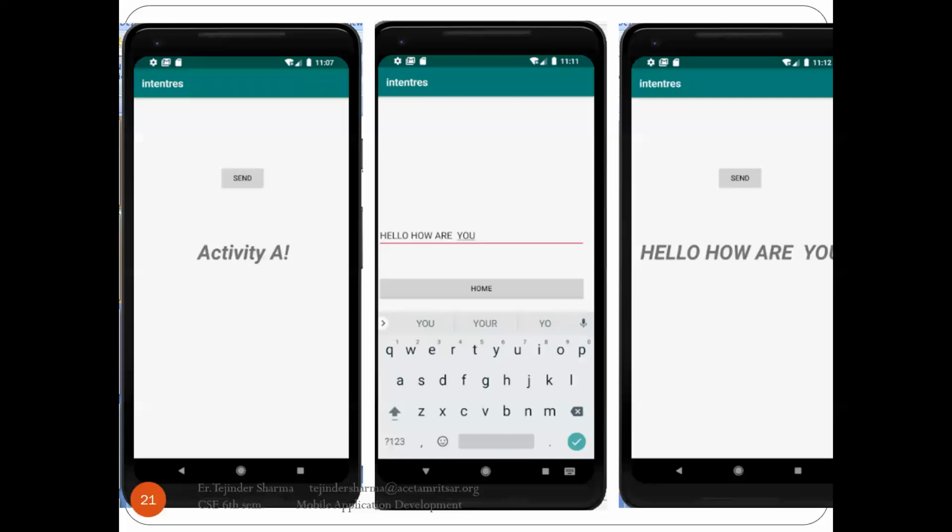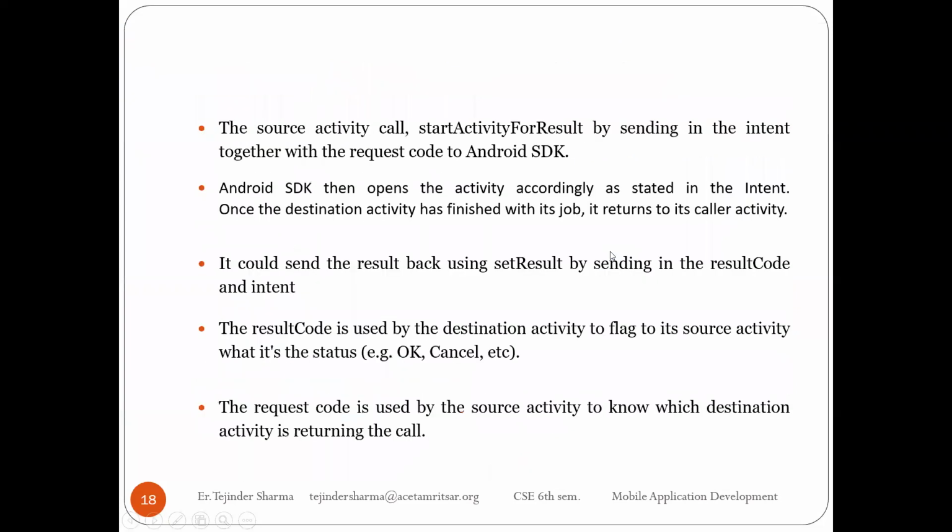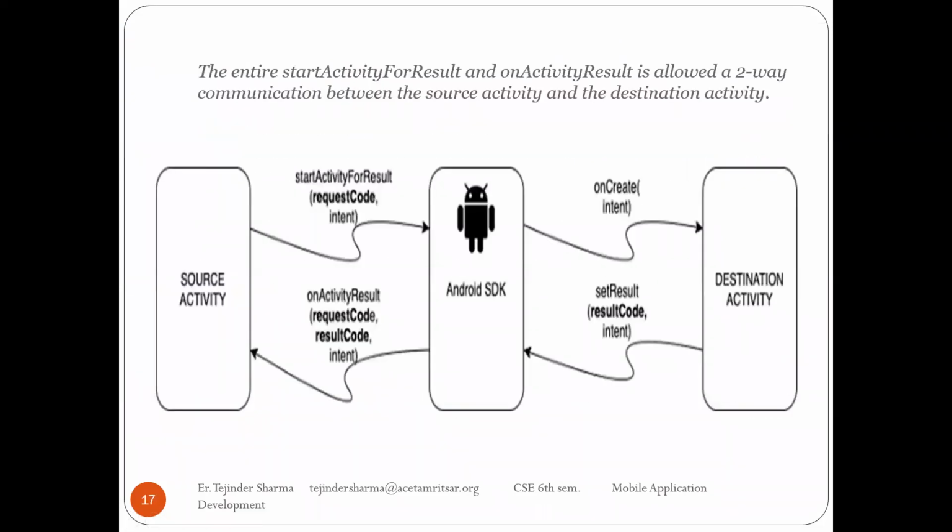So how does the Android system do it? Let me show you the steps of it. Then we will go to the deployment part. So this is a diagram. Start activity for result is the two-way communication.